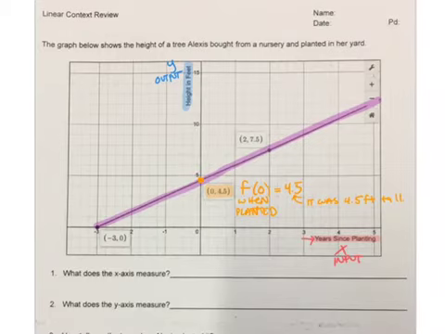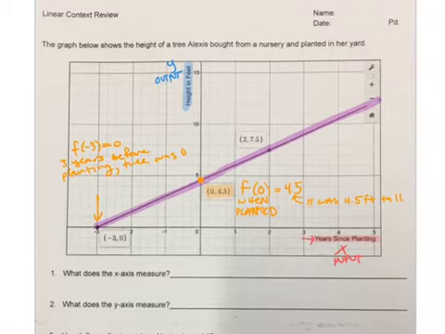For instance, -3 years, so that means 3 years before planting, 3 years before she bought and planted it, the tree was 0 feet tall. So like a seed maybe in the ground. So maybe actually it could be even a little bit negative, as we've discussed before.